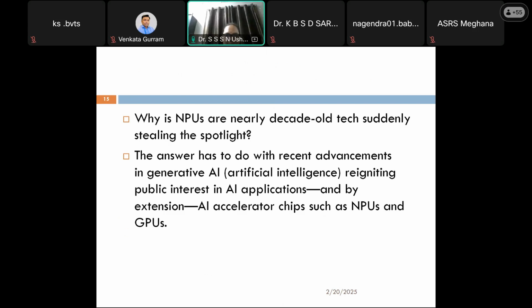Transformer models. How they are going to be using the transformer models only. Because of this, these NPUs came into the picture. How to handle the data. So here, handling the data and computation power are both very much required.